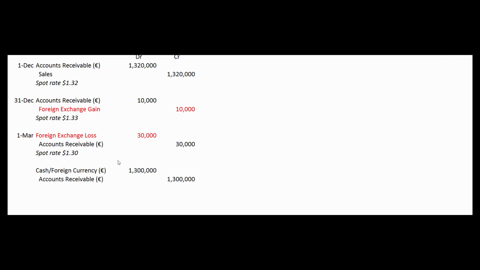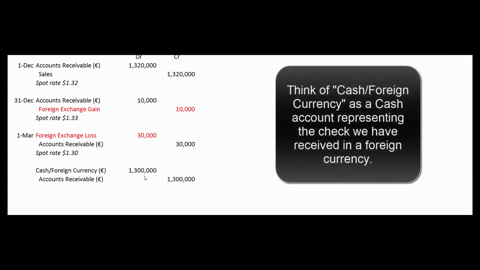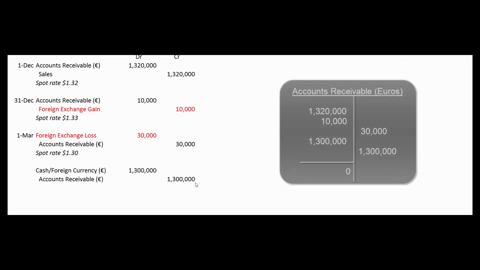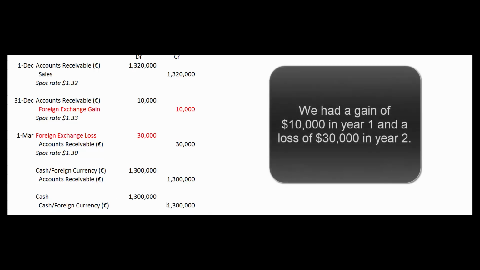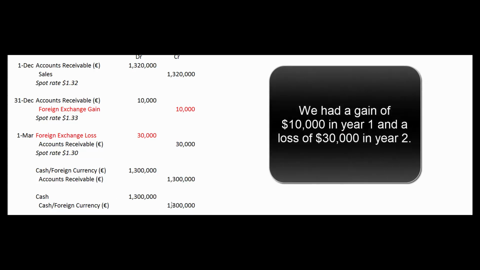Then they pay us. Let's use this account here, a cash account called foreign currency euros. It tells us that we received some euros. We got a check, if you will, for €1,000,000 that equates to $1,300,000. That takes the account receivable off our books, and we turn those €1,000,000 into 1.3 million US dollars. So net, we've had a $20,000 loss: a $10,000 gain in year one, and a $30,000 loss in year two.